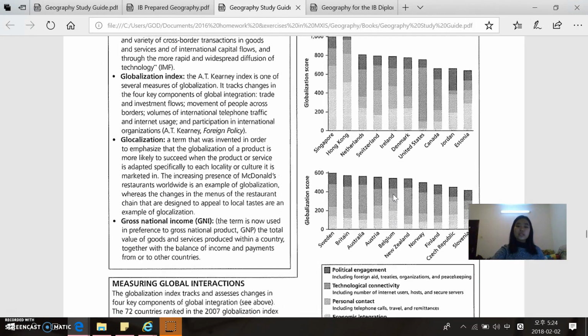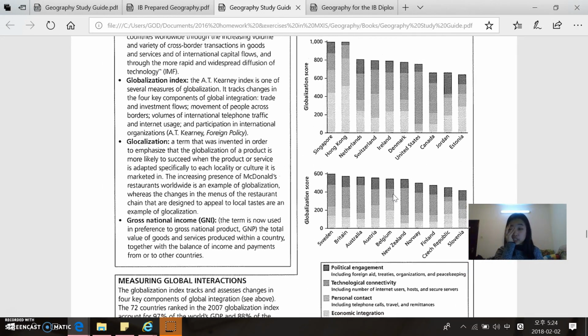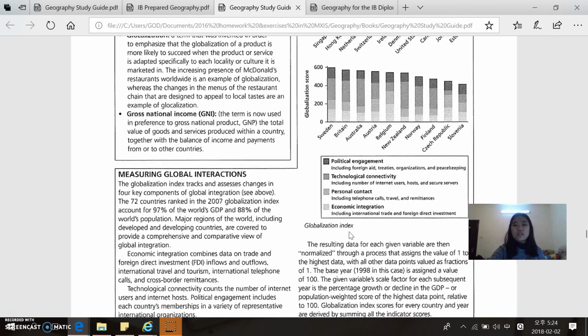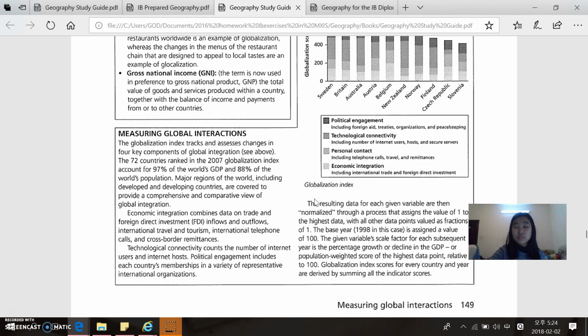So the AT Kearney Index is actually really easy to remember, the categories and everything. But then, what are the strengths and limitations? Well, I guess the strength is that it covers a lot, the bulk of the essence of globalization, and focuses on different aspects. And then the limitation, you could say, is that it doesn't focus very much on each of the indicators.